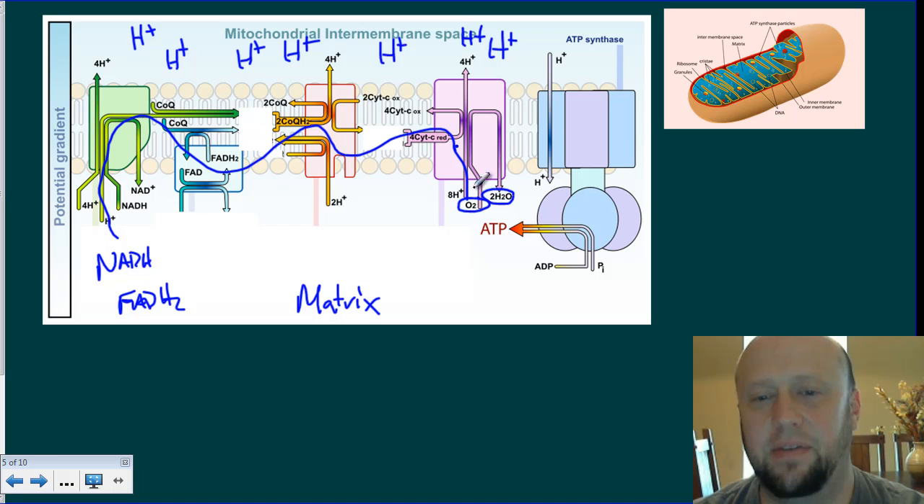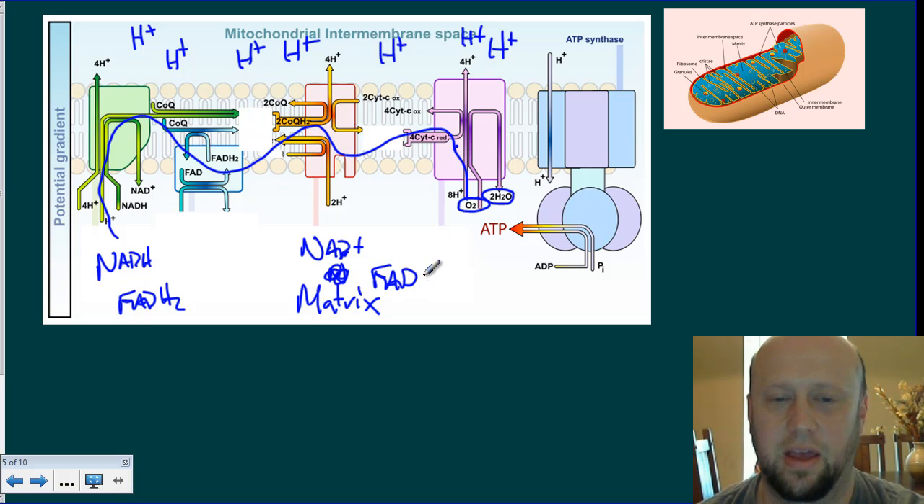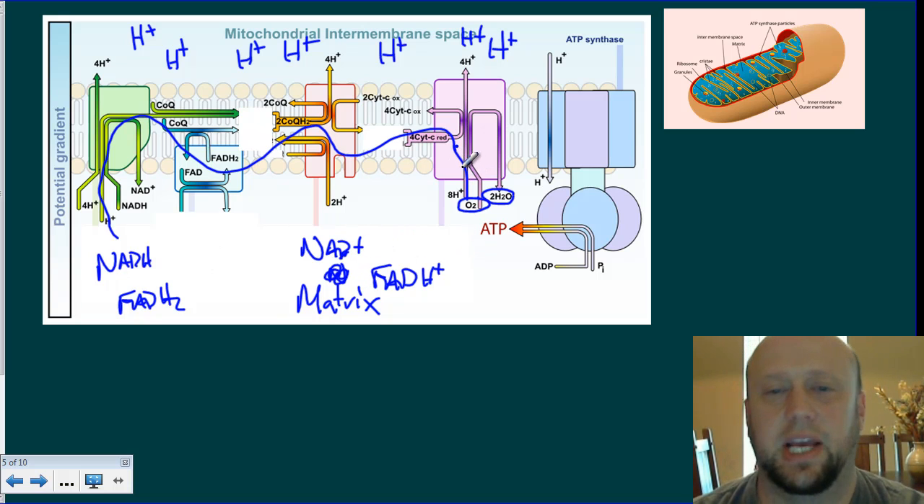And so what we have here at the end is we've got a bunch of hydrogens on the outside, we've used up our oxygen, we've produced water, okay? Another thing that we'll need to know here in a second is that by the process of taking the electrons off of these, they then become NAD plus again, okay? That's NAD. And they also become FAD again, okay? So we've taken the electrons away from them. That's going to be important here in a second. So oxygen becomes water. We've got a bunch of H pluses.